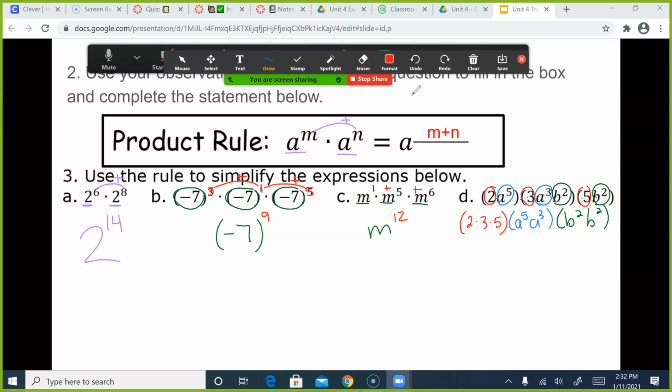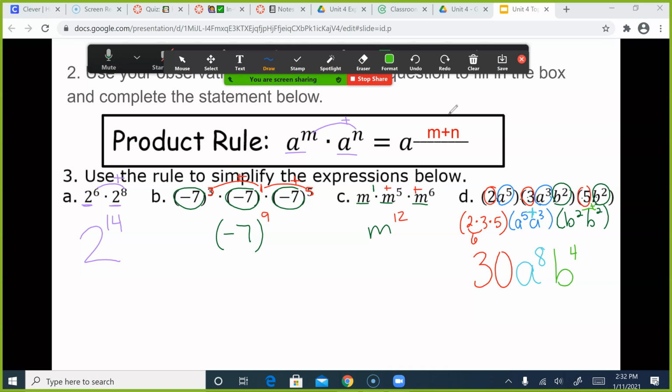The numbers are like regular numbers, so I'm going to multiply these. 2 times 3 is 6, times 5 is 30. And then I combine with the same base, so I combine my a's together by adding these two. So 5 plus 3 is 8. And I combine my b's by adding these two together. 2 plus 2 is 4.